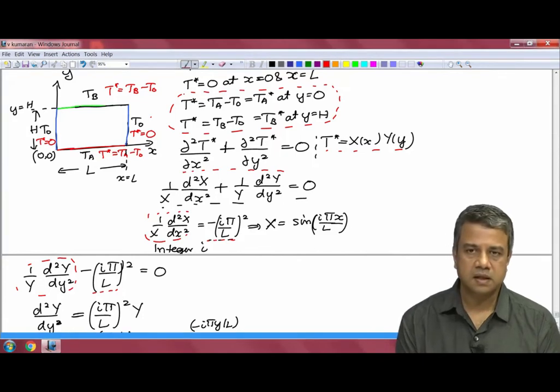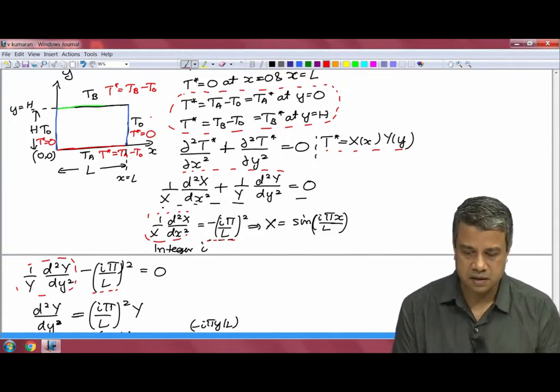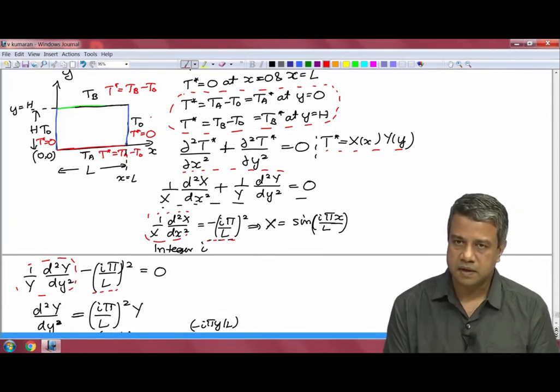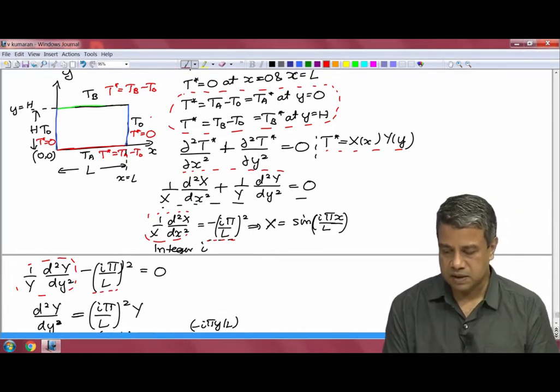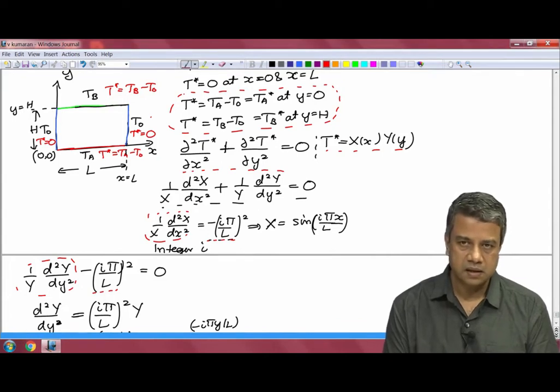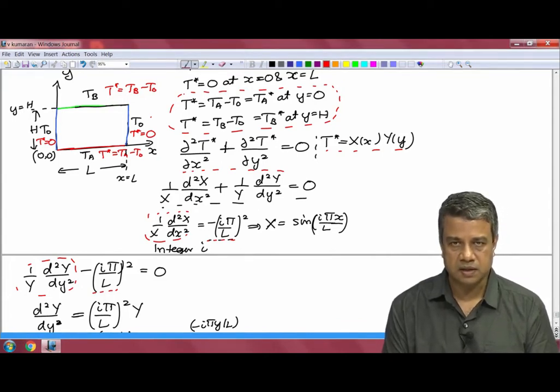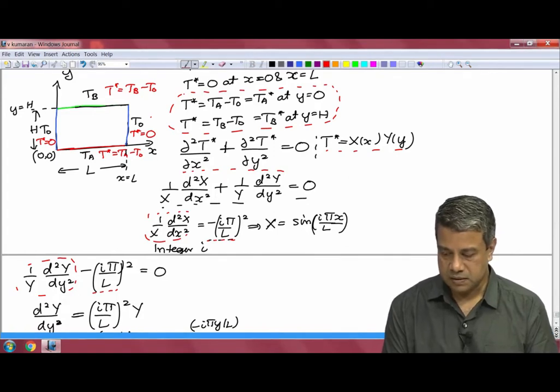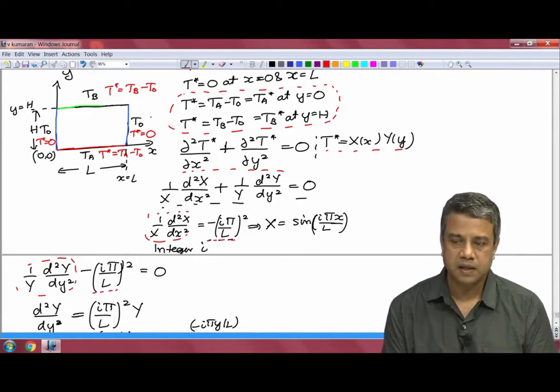The constant in the homogeneous direction, in this case the x direction, is in the form of discrete eigenvalues i pi by L in order to satisfy the boundary condition that the temperature has to be 0 at both x equal to 0 and at x equal to L. So, the temperature was of the form sine of i pi x by L.